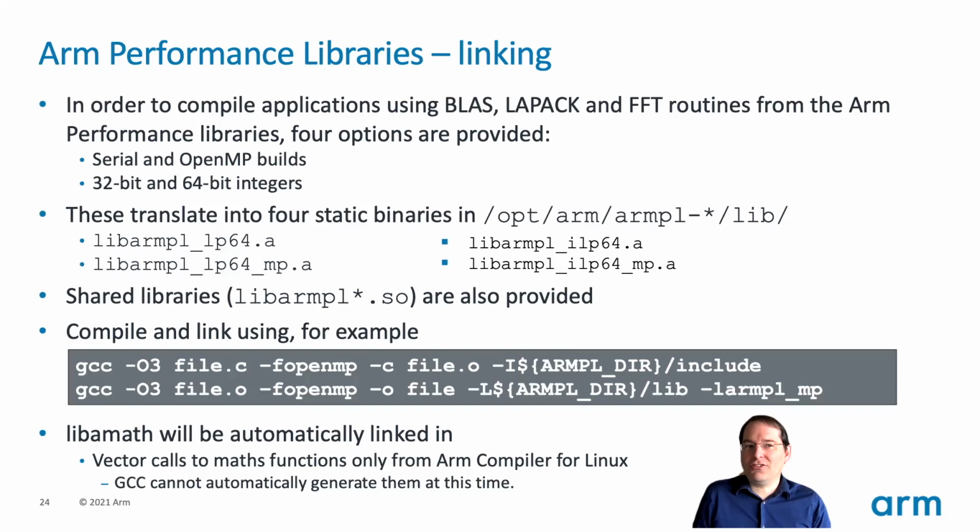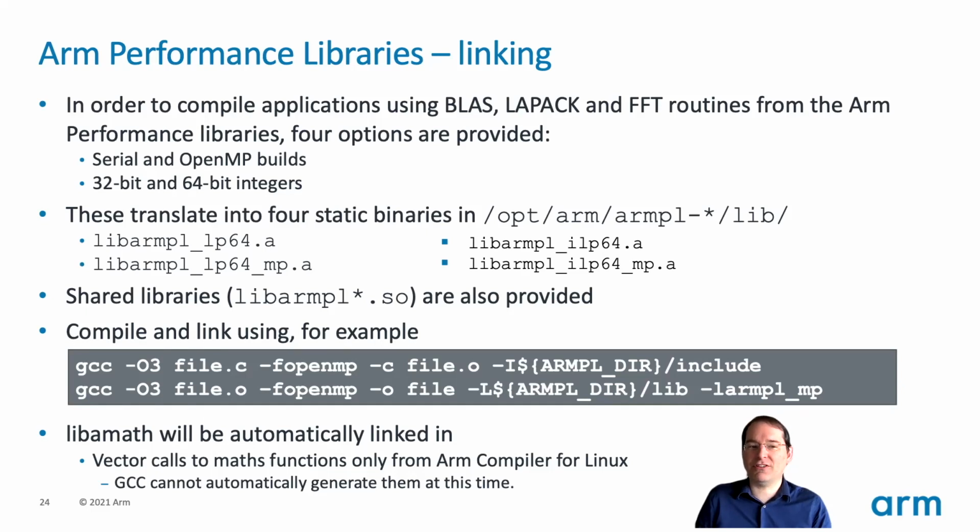Once you know how your code's written, you then need to go about linking in the correct library. As we mentioned before, there's a choice between serial and OpenMP builds, and you've got 32-bit and 64-bit integers. This basically means you've got 4 different libraries, and you want to link in one of these options. LP64 and ILP64 are the difference between the 32-bit and the 64-bit integers. And the _mp adds the OpenMP builds into your library as well. Those choices are provided in both static and shared form.